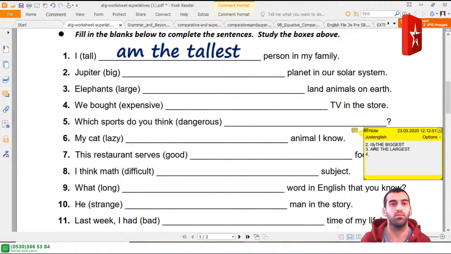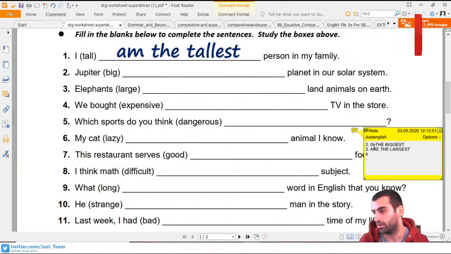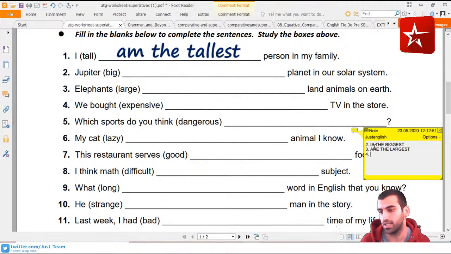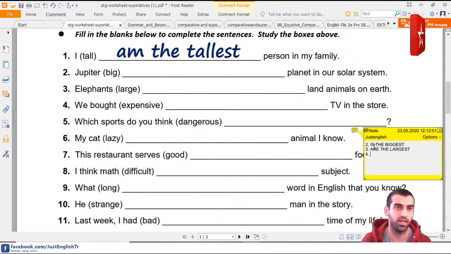We bought blah blah blah TV in the store. Okay, and yes, Layla, Shema wrote "is largest." It's not "is largest." Okay, "are largest," because our subject is plural. That's why we have to use "to be" in plural, like "are the largest."